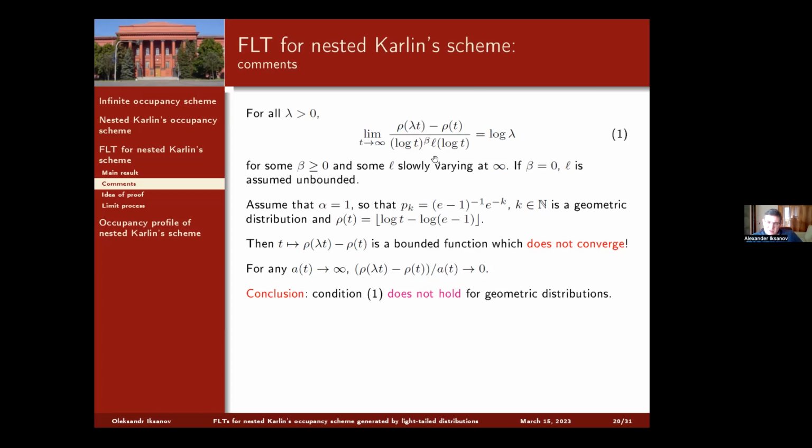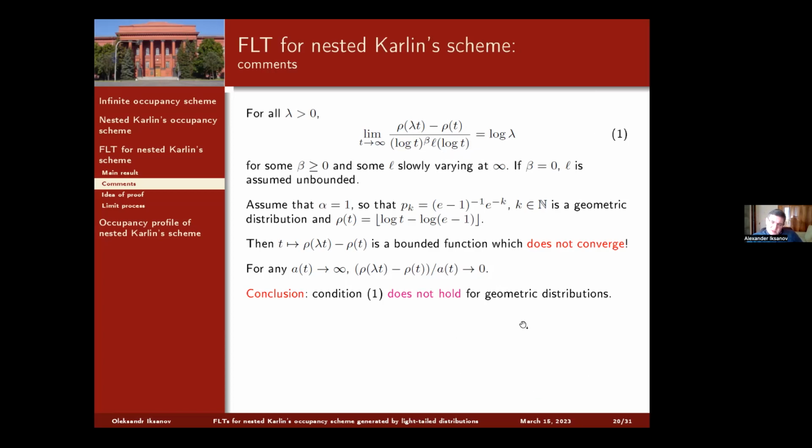Indeed, if it were, then the parameter beta here would be 0, and according to our assumption, the denominator had to be divergent. However, this is not the case, because if we divide the numerator by anything divergent, we obtain 0 in the limit rather than the logarithm of lambda.